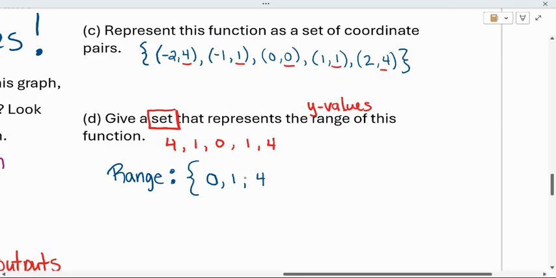Is the number 1 the same as the number 1? So you don't repeat it, okay? No, I'm glad that someone said that. So it's 0, 1, and 4.